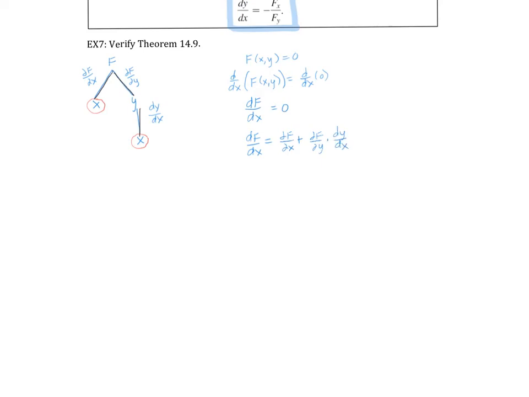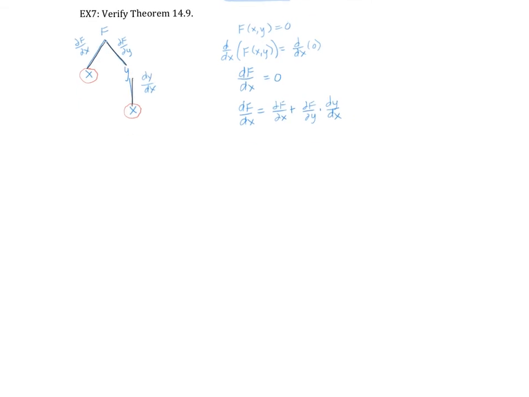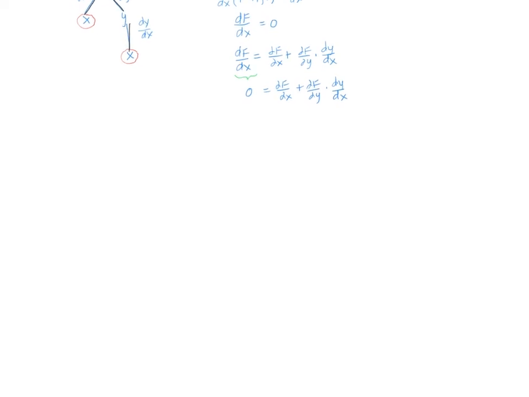Okay, so something to note is, remember, we've already shown that df over dx is equal to 0. So I can substitute 0. This is equal to the partial derivative of f with respect to x plus partial of f with respect to y times dy dx. To verify the theorem, all I have to do is solve this equation for dy dx.